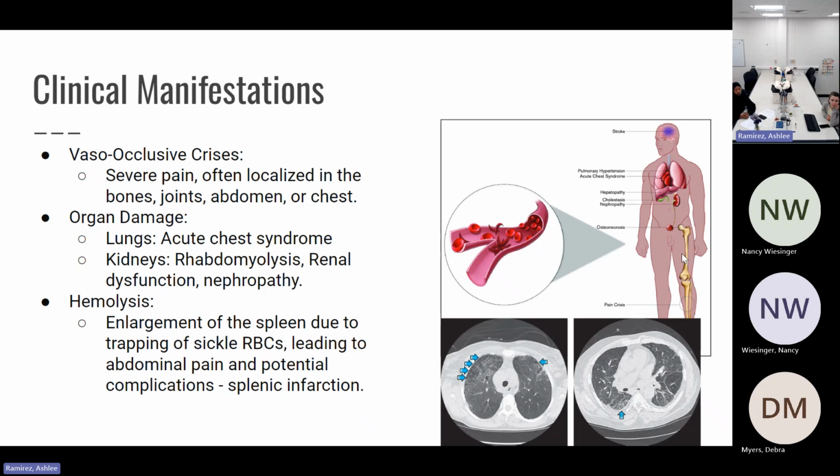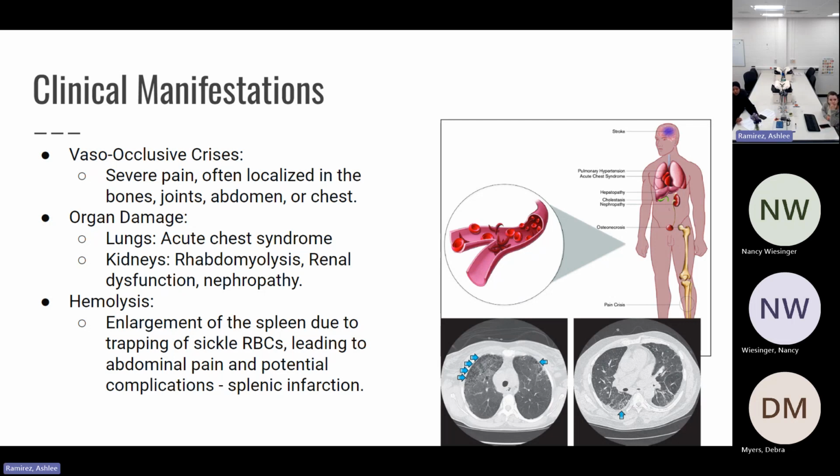And for the clinical manifestations of sickle cell disease, vaso-occlusive crisis, which I've mentioned previously, is the pain that's usually localized in the joints, sometimes bones, and even the lungs or the chest. And this is caused by the polymerization of the hemoglobin S. Secondly, we have organ damage, which usually happens when there's prolonged vaso-occlusion throughout the body, and the lungs can get severely affected, which can cause acute chest syndrome.